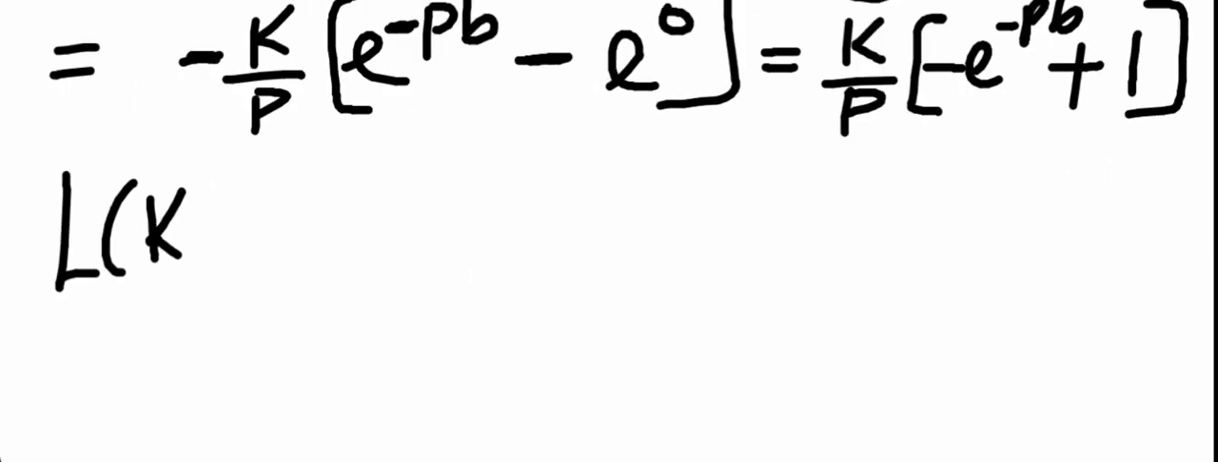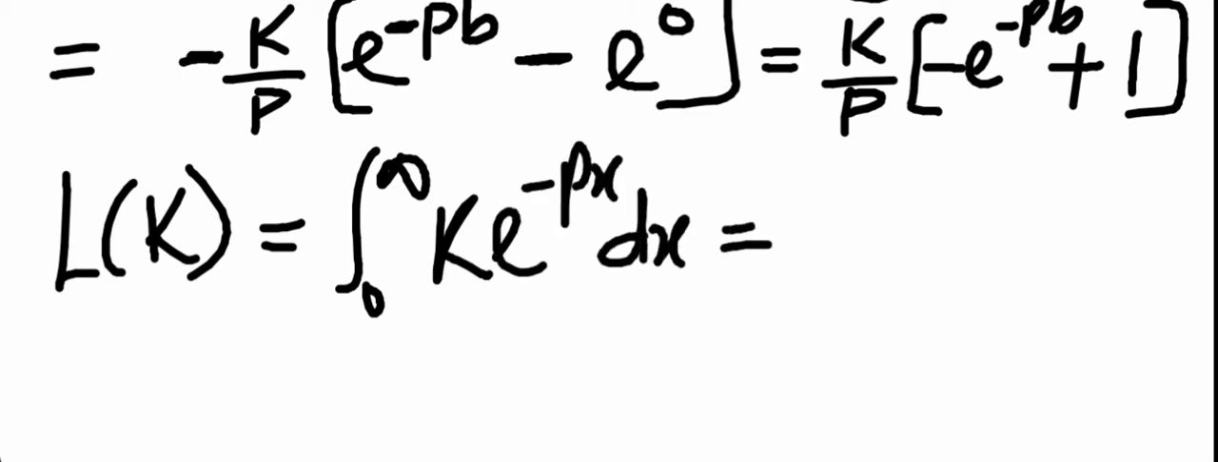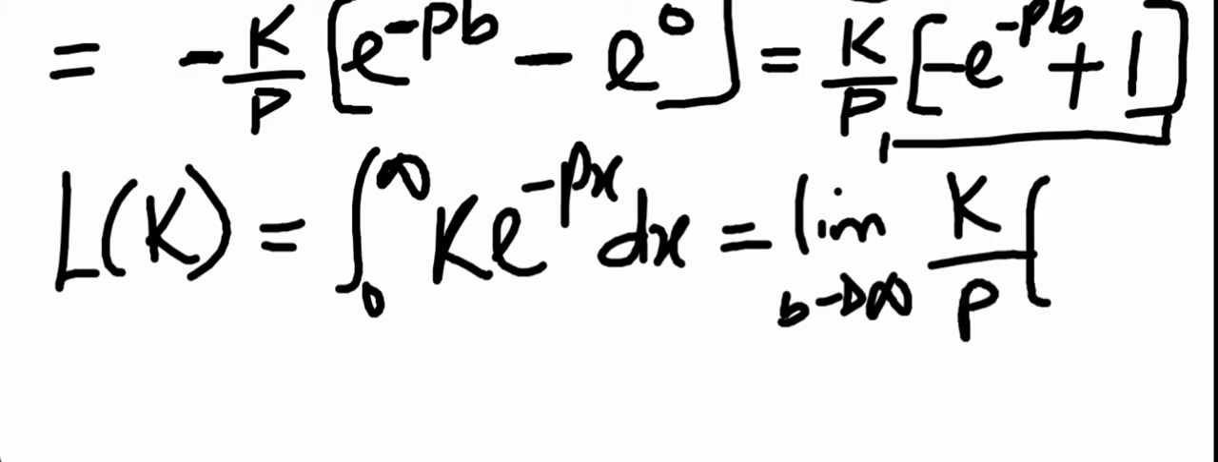We can take the limit. The Laplace transform of k is equal to the integral from 0 to infinity of k exponential minus px dx, and this is equal to the limit as b goes to infinity of this. So that will give me k over p times 1 minus exponential minus pb. I just swap the position so that it can look more reasonable.